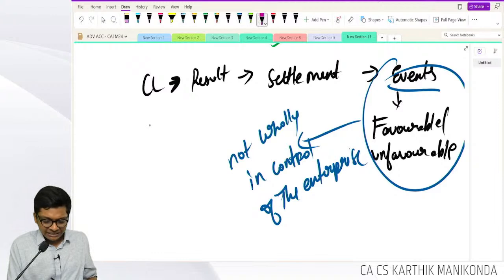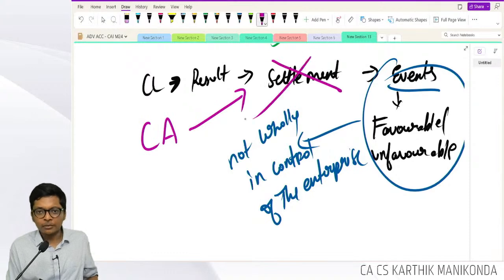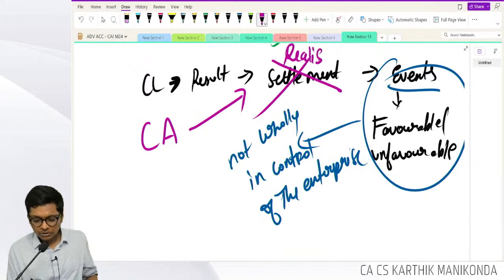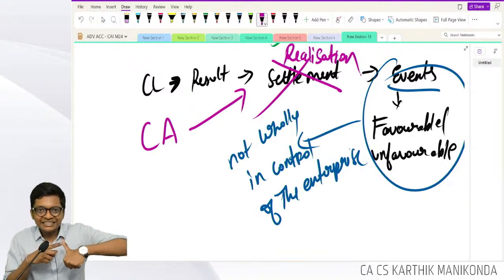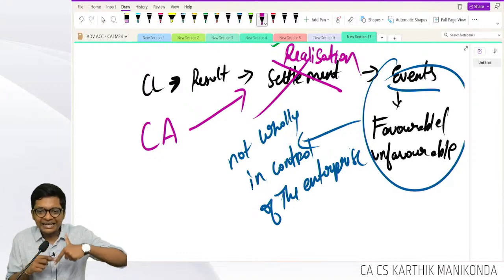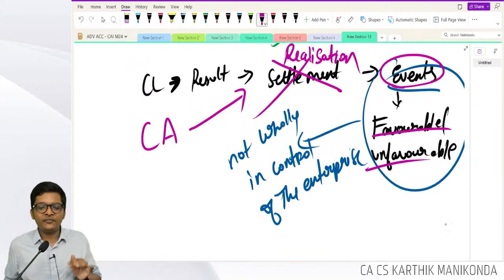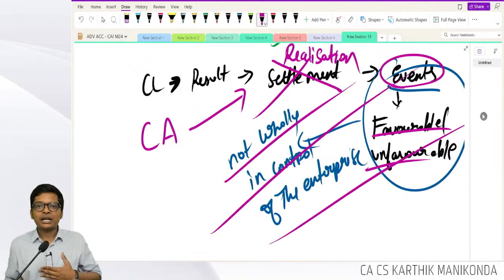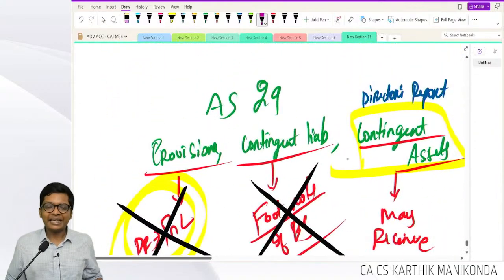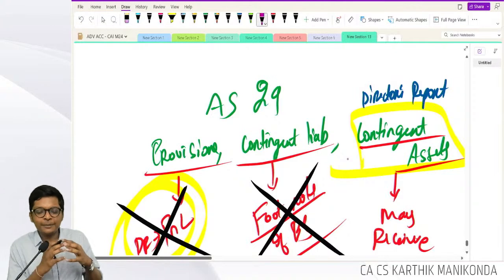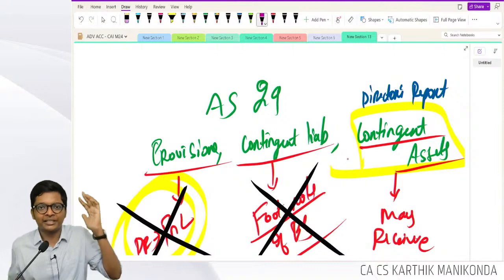Sir, what is contingent asset? Contingent asset is not a settlement, it is a realization. That's it. Same definition. I'm giving you key points. Contingent asset results in a realization because of some events which could be favorable or unfavorable and not wholly in control of the enterprise. So basically this standard asks you to classify anything as a provision, anything as a contingent liability, anything as a contingent asset. Provision means account for it. Contingent liability, footnote. Contingent asset, disclose in director's report.